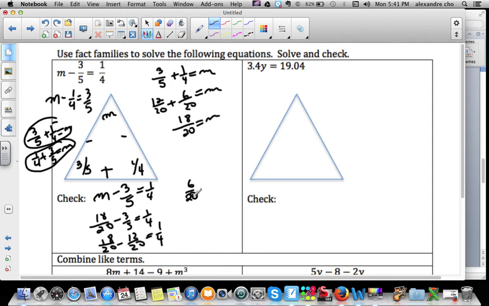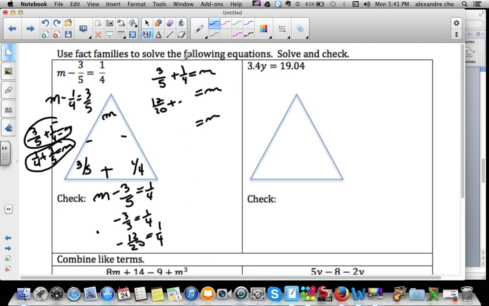Over 20, and that's something's not right. Times 4. I'm going to press pause. Alright, I found my mistake. My mistake is over here. It's not 6/20. Okay, so I erase all this here.